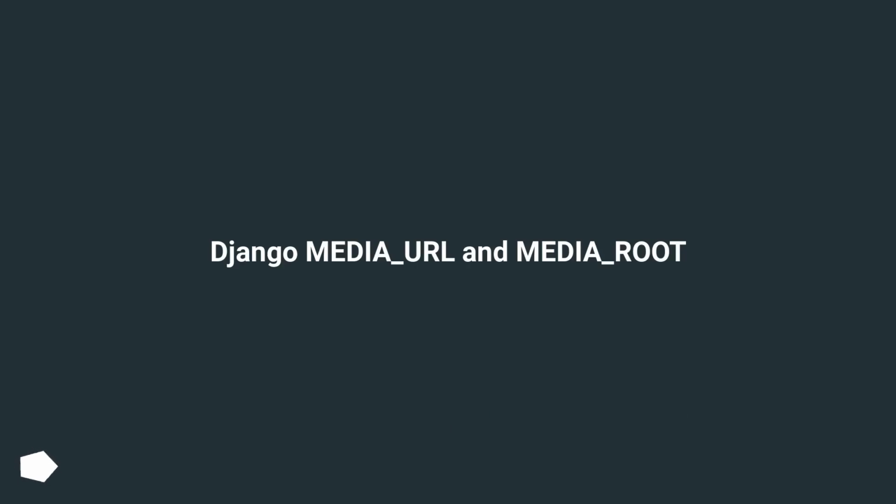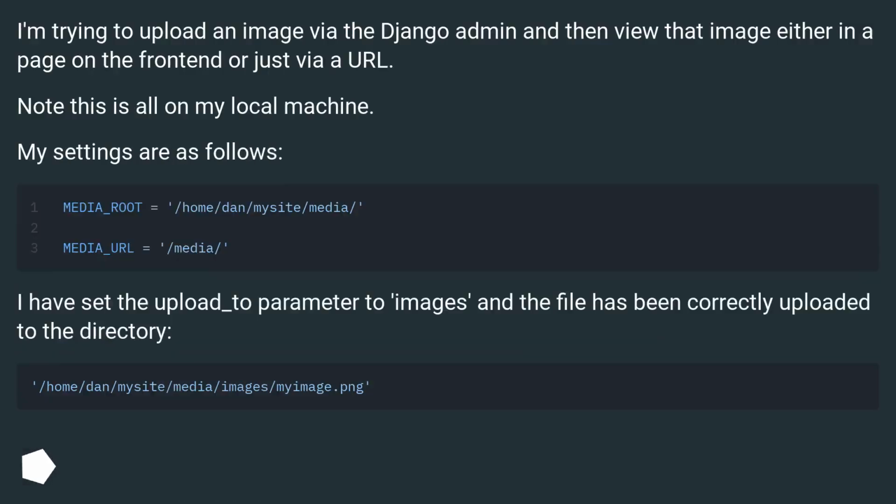Django MEDIA_URL and MEDIA_ROOT. I'm trying to upload an image via the Django admin and then view that image either in a page on the front end or just via URL. Note this is all on my local machine. My settings are as follows.